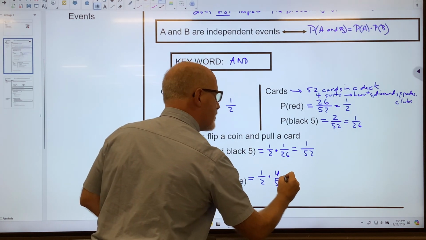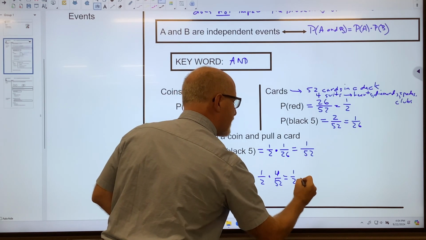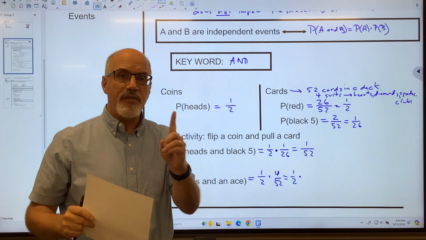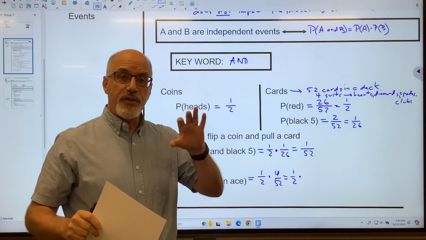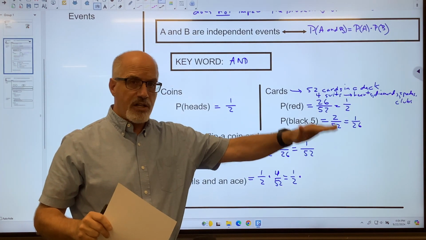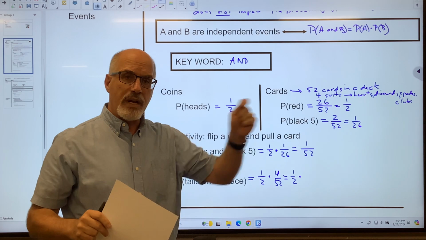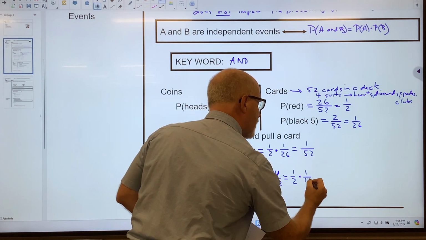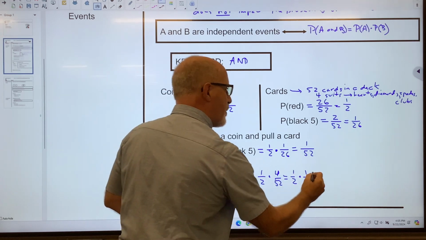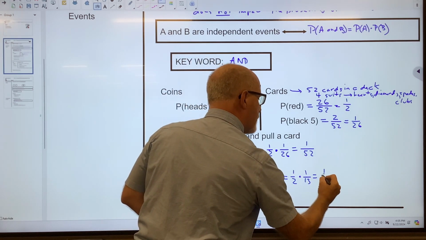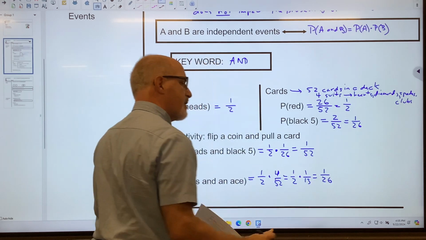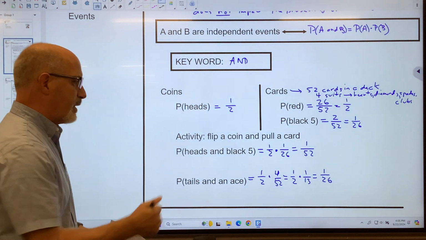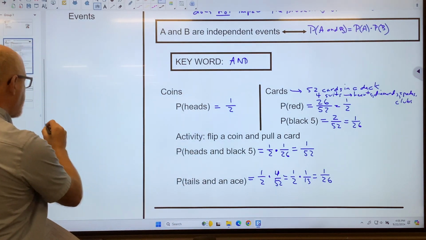Now we can reduce that, and it makes sense to think of it a different way: the ace is one type of card out of 13. In each suit there are 13 cards, so an ace is 1 out of them, so we're going to pull 1 out of the 13 different cards, which is what 4 out of 52 reduces down to. That gives me 1 out of 26 as a probability for getting a tails and an ace, doing this with these 2 events.